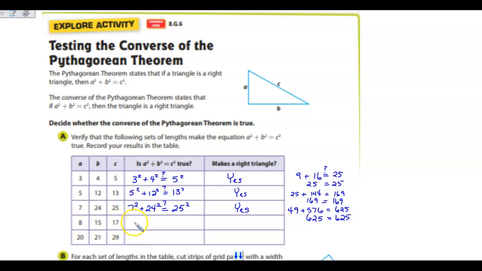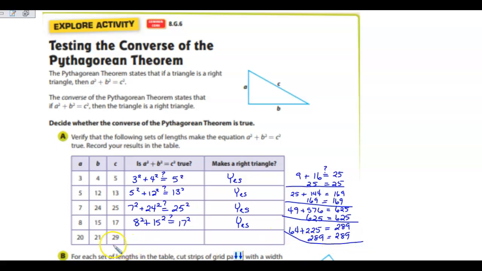My next one is 8 squared plus 15 squared. Does it equal 17 squared? Well, 8 squared is 64, 15 squared is 225, and the sum of those is 289. 17 squared is 289. Are they the same? Yes. All right.